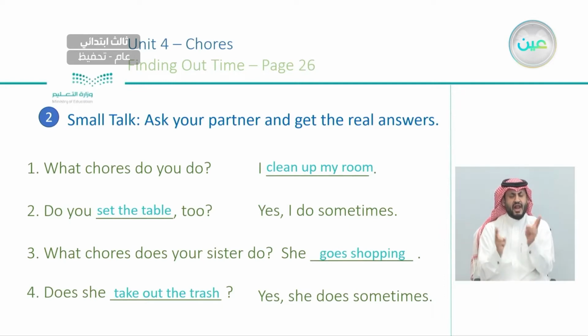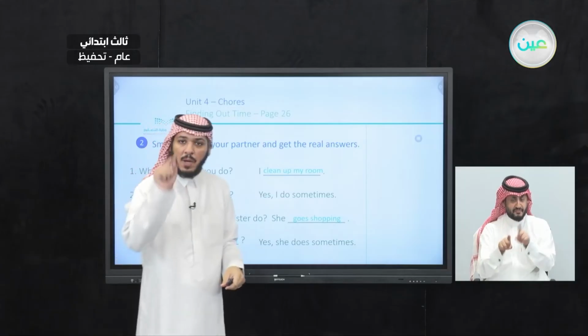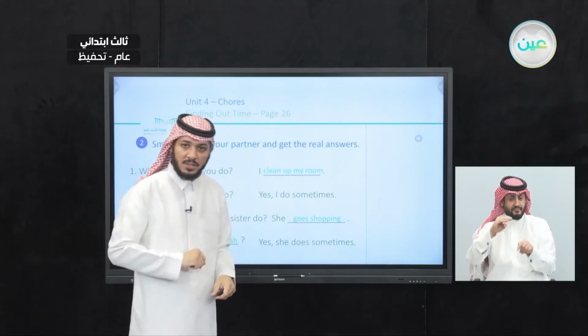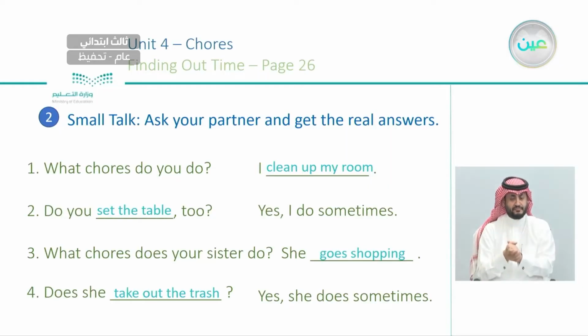Ask your partner and get the real answers. So, now you will answer by yourself with your partner. For example, number one, what chores do you do? You will write what I do, then choose anything you do at home. So you can say clean up my room. You can say fold the laundry.